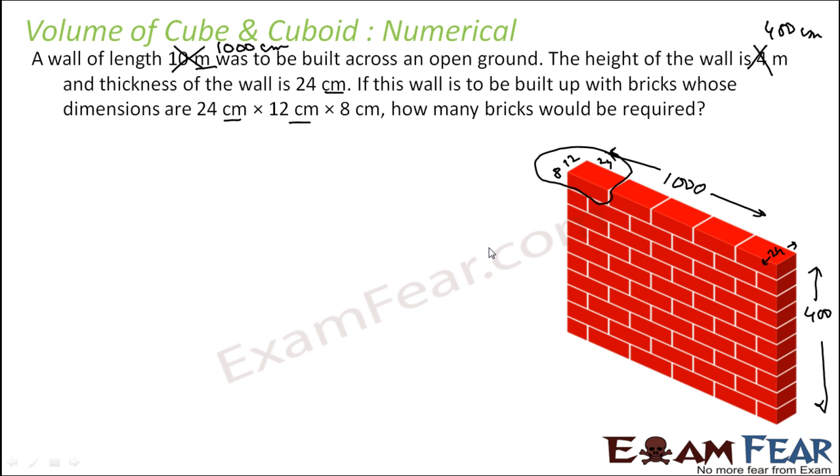If the volume of one brick is 1000 meter cube, and the question is how many bricks are required to cover 5,000 meter cube, the obvious answer is 5. If you take 5 bricks of 1000 meter cube each, you get the volume of 5,000 meter cube. Similar concept here.